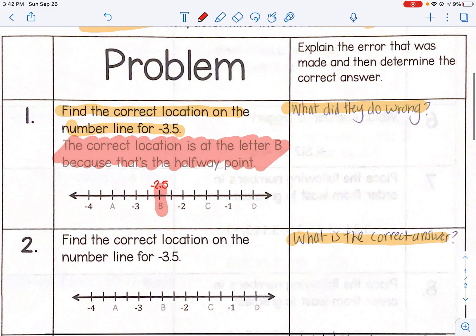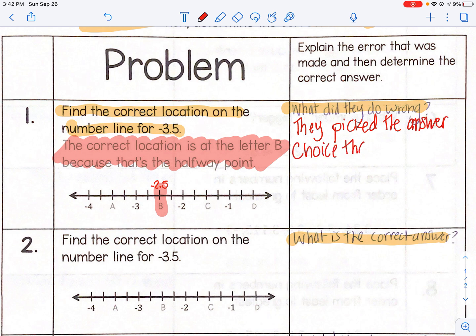So what did they do wrong? They picked the answer choice that was at negative 2.5 instead of negative 3.5.